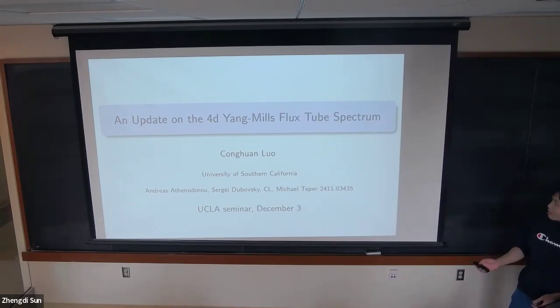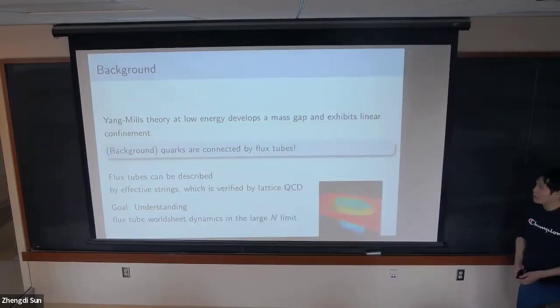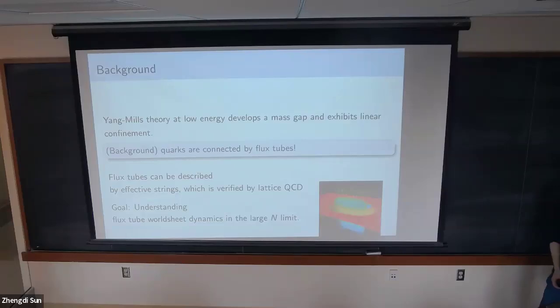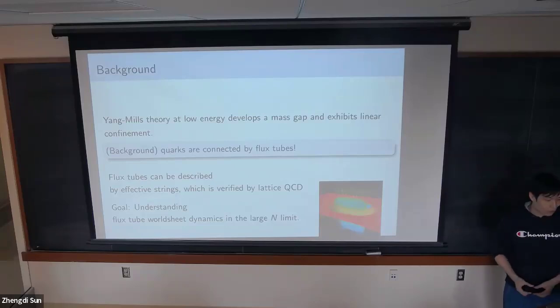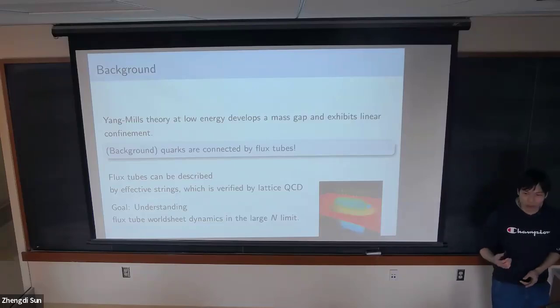So let's start with some motivation. We know that Yang-Mills theory at low energy develops a mass gap and exhibits linear confinement behavior, which means that background quarks are connected by flux tubes. In the macroscopic regime, flux tubes behave like strings, so presumably they can be described by effective strings, which is verified by lattice QCD.